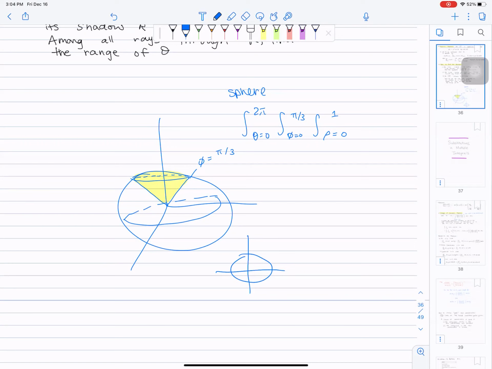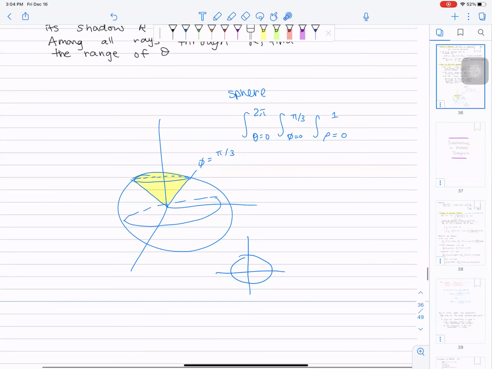How did you get that pi over 3? They have to give you an equation of a cone. Say they gave you the equation of the cone in Cartesian coordinates, meaning regular coordinates, then what you want to do is convert it to spherical coordinates. And in spherical coordinates, any cone is always given by phi equals some number. So I would solve for pi over 3, or maybe they gave me pi over 3.